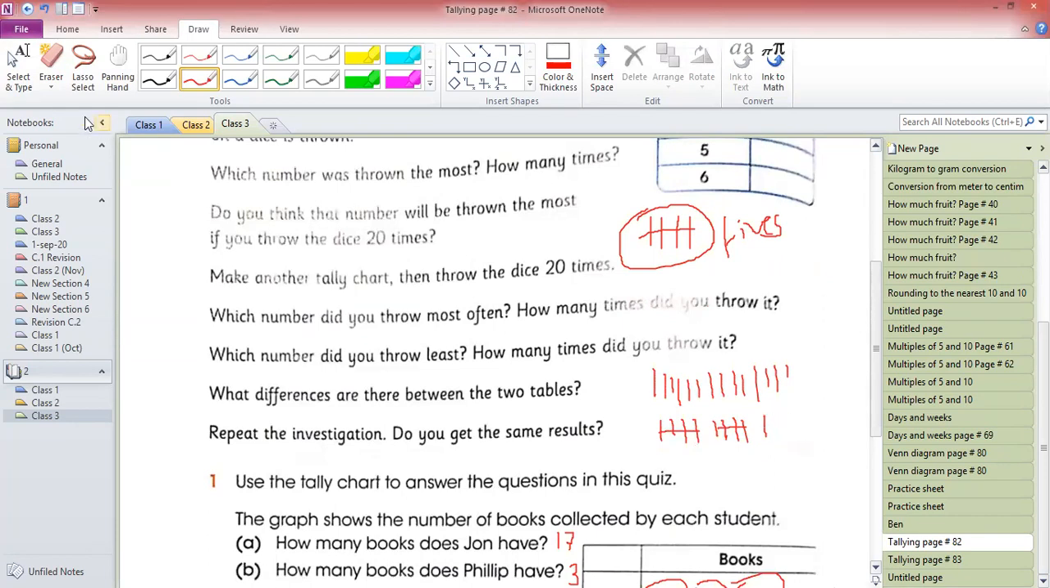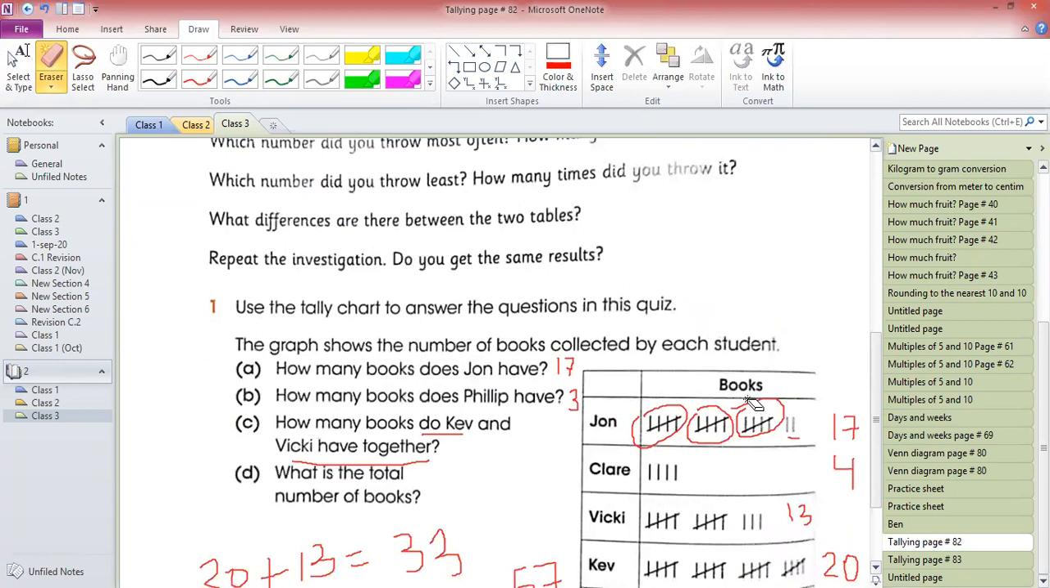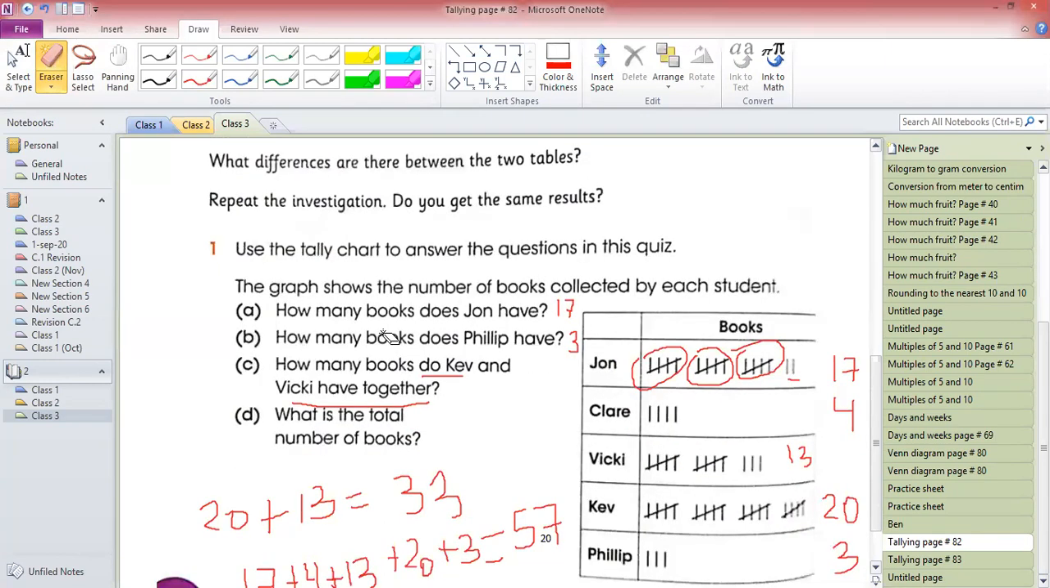Here the tally chart is already given to you in question number 1. The tally chart is always already given to you. The question is about how many books John has. So you can see the data. This tally chart is actually representing the number of books collected by each student. These are the number of books represented by a tally chart, and these are the students: John, Claire, Vicky, Cave, and Philip. So what you have to do is just check how many books John has.